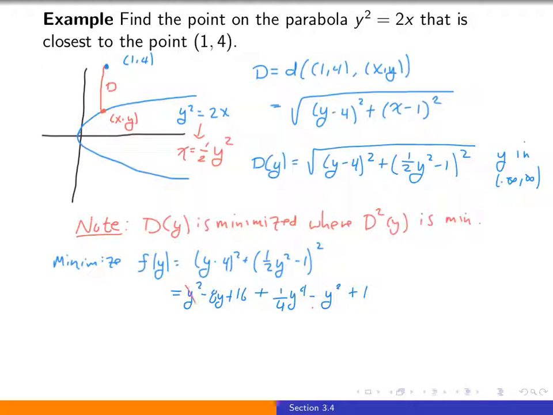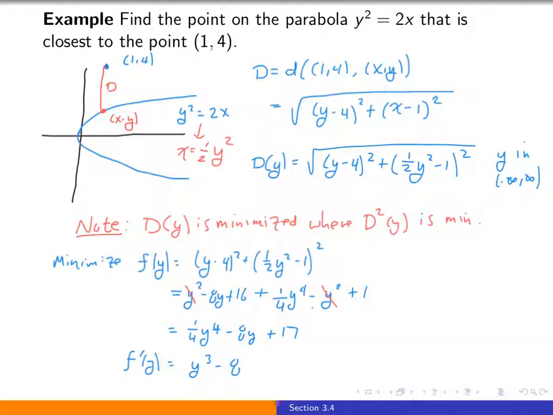So we have a positive y squared and a negative y squared term. So this ends up being 1/4 y to the 4th minus 8y plus 16 plus 1. And f prime of y, in this case, is going to be y cubed minus 8. So because we've made this simplifying observation, finding the derivative is now much simpler and easier for us to work with.